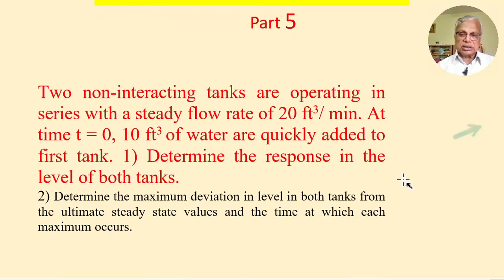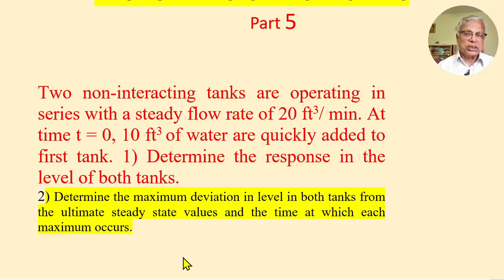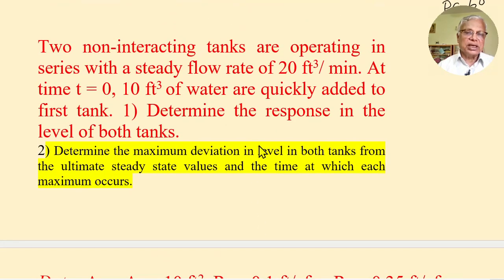Now we are going to solve the second part. What is the second part? Determine the maximum deviation in level in both tanks from the ultimate steady state values and the time at which each maximum occurs. In the first part, we have found the equation for level. Now we have to find when will be the maximum deviation in level in both the tanks.